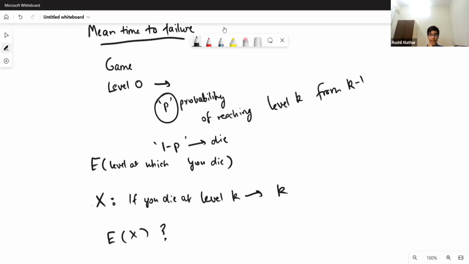If people are comfortable with me just starting with this: by dying at level k, does it mean that we can't move to k plus 1, or we can't move to level k? Whatever you want actually. Okay, let's say that dying at level k means you didn't get to k plus 1. So instead of getting to k plus 1, you died.